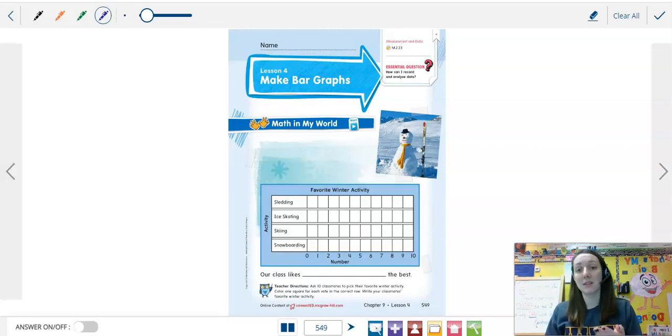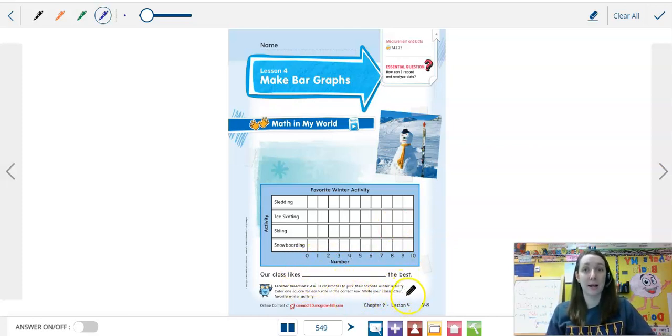Okay, so like with any of these others, I can't go around and ask people for this data, so I'm just going to have to make it up for you. But what I would do is go around and ask my classmates which winter activity they liked the best. They have sledding, ice skating, skiing, snowboarding. And then for every one vote I get, I would color in a square in the correct row. And then we're going to figure out which one they like the best.